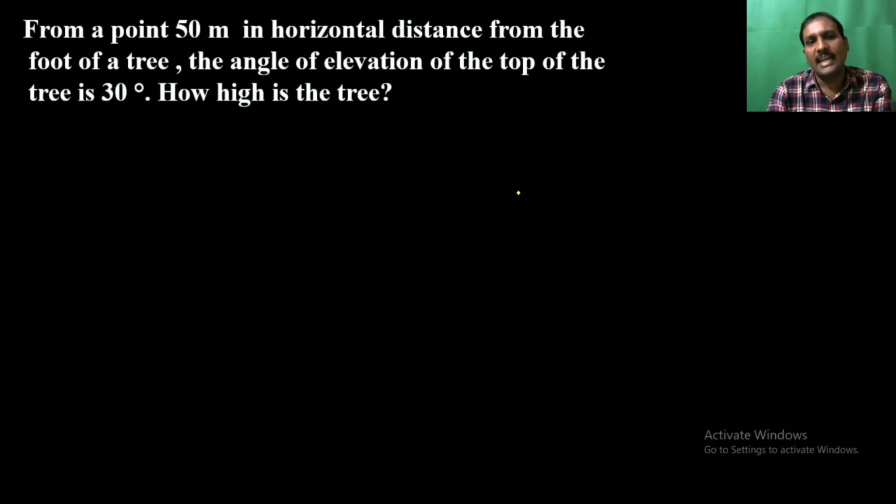Now we will see how to solve those problems using those diagrams. Now see the problem. From a point 50 meters in a horizontal distance from the foot of a tree, the angle of elevation of the top of the tree is 30 degrees. How high is the tree? So we have to find the height of the tree.